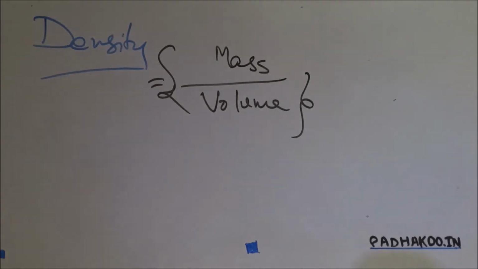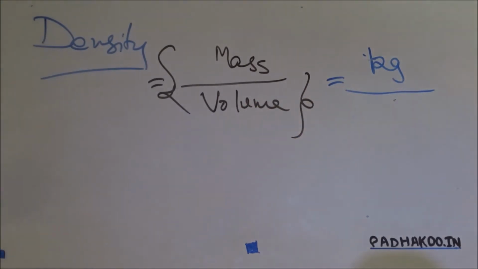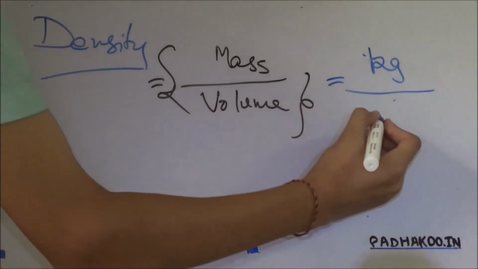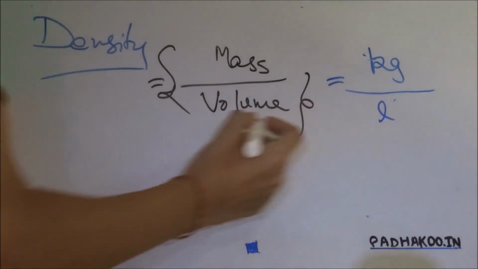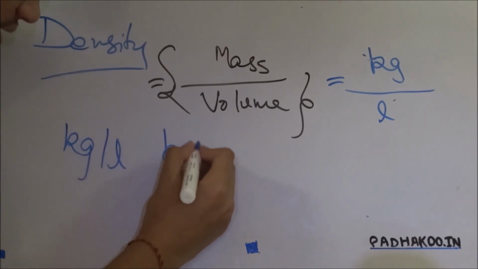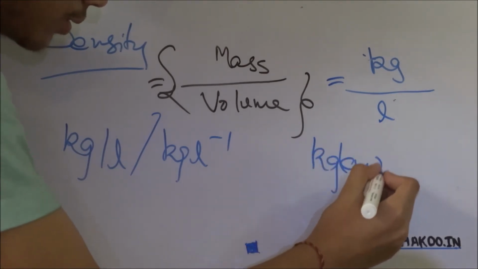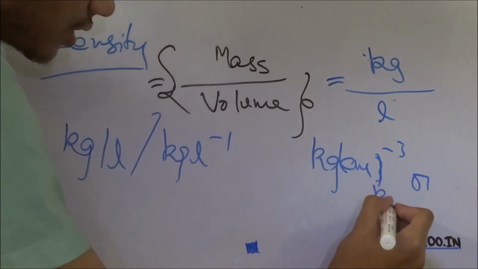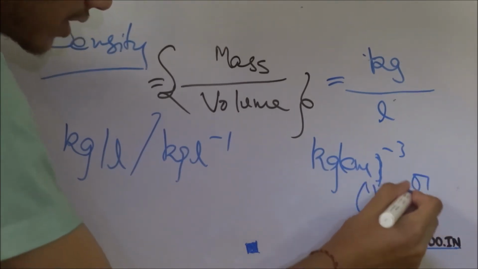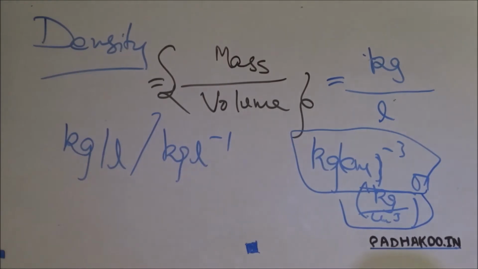Density does have a unit. We can derive it. The SI unit of mass is kilogram. For volume, there's no SI unit as such, we can take units. So let's take liter, or even centimeter cube. So the unit goes for kg per liter, or kg liter to the power minus 1. Both are the same thing. And if we take centimeter cube, we get kg centimeter to the power minus 3, or kg per centimeter cube. Both are the same thing.